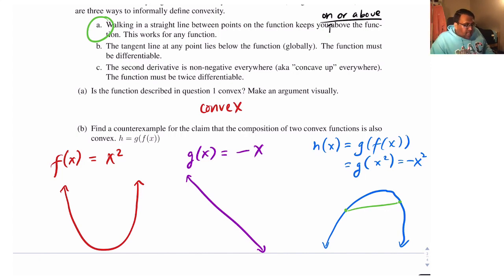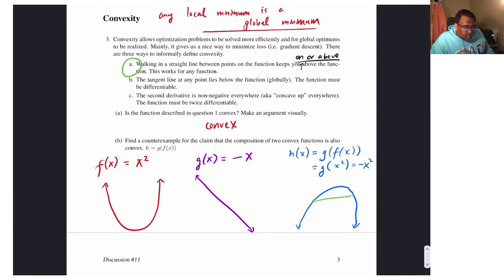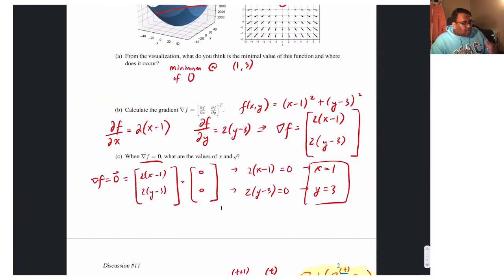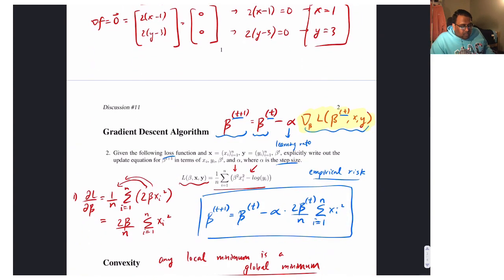Okay, so hopefully that cleared up some ideas revolving around convexity and sort of showed you that if we use gradient descent on a convex function, we will almost always find the global minimum. But if we use gradient descent on a non-convex function, the minimum we find may not necessarily be a global minimum. It might instead be a local minimum, which is dangerous.